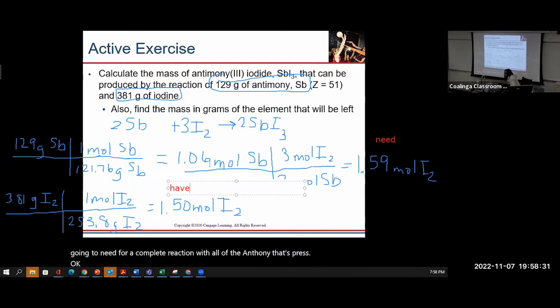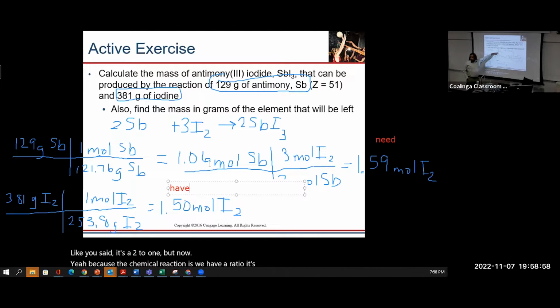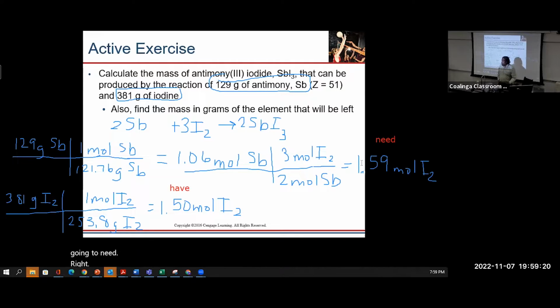Okay, so remember when we were talking about the cheese sandwiches, right? The ratio was 2 to 1, 2 breads to 1 cheese, right? Yeah, because in the chemical reaction we have the ratio, it's 2 to 3, right? So for every 2 anthony, I'm going to need 3 iodine. So I use my ratio. My ratio tells me that if I use up all of my anthony, this is how much iodine I'm going to need. So it says I need 1.59 moles of iodine, right?